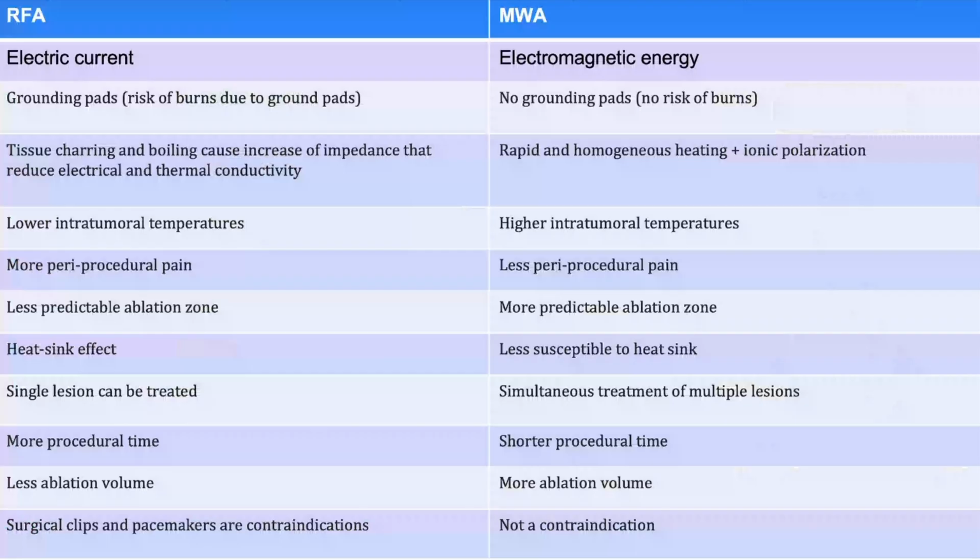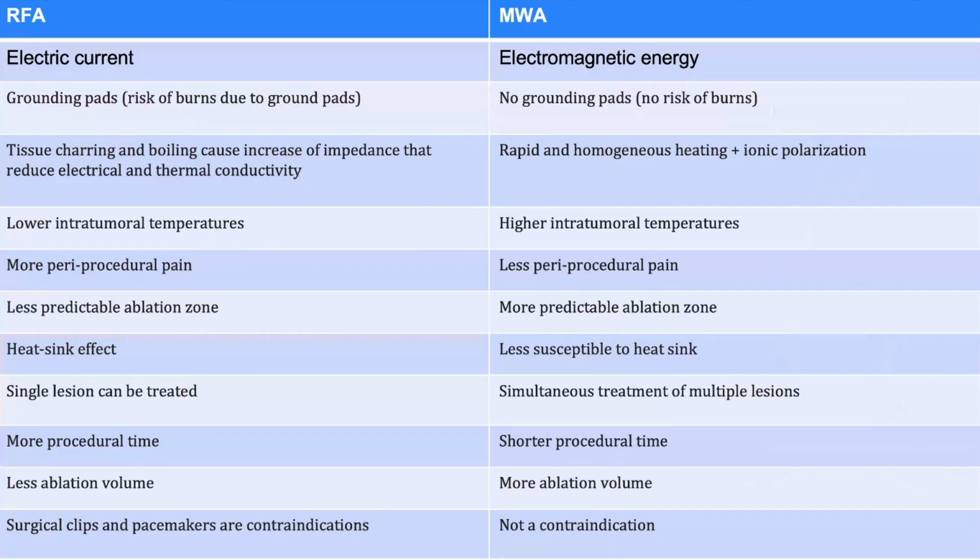Differences between RFA and microwave, we've already discussed most of them. RFA uses electric current, microwave uses electromagnetic energy. RFA uses grounding pads and hence has the added risk of skin burns. No grounding pads in microwave. In RFA, there's tissue charring and boiling, and a rise in impedance that will reduce the electrical and thermal conductivity. We don't have that in microwave. There's rapid and homogeneous heating and ionic polarization. You attain lower intratumoral temperatures in RFA, higher intratumoral temperatures in microwave.